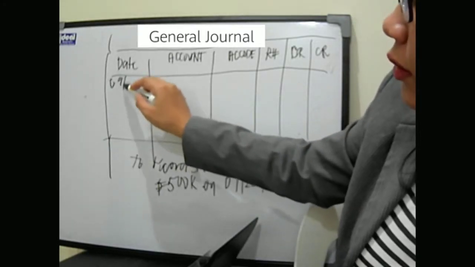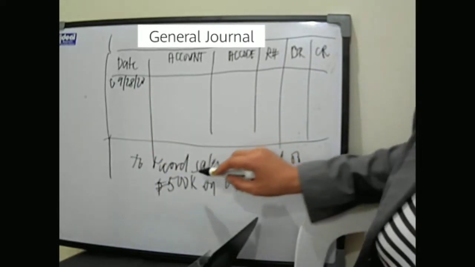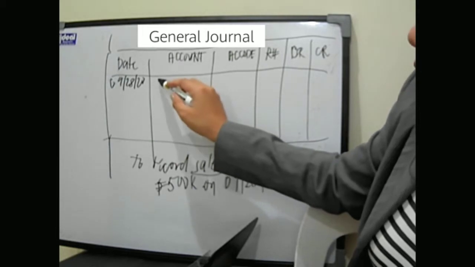Date muna. Ano yung account? So, yung transaction na nangyari ay sales. So, could be sales.